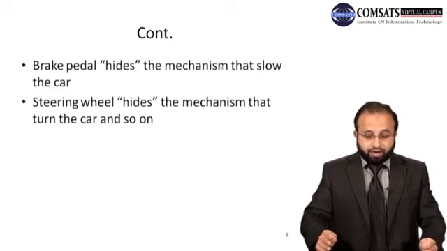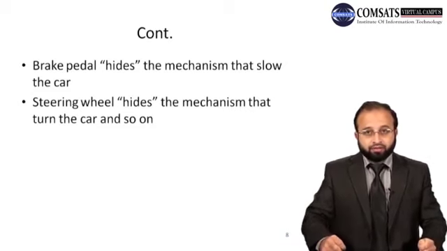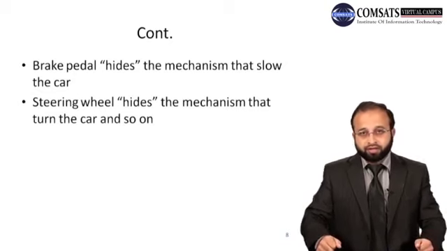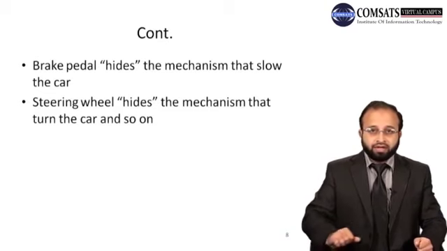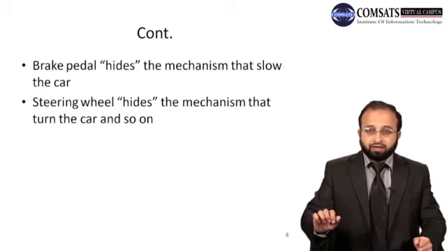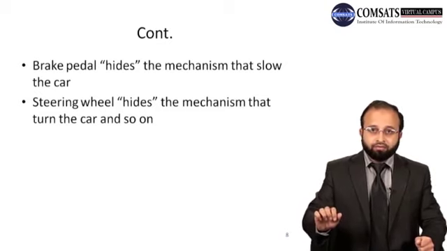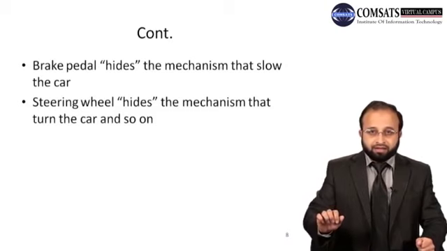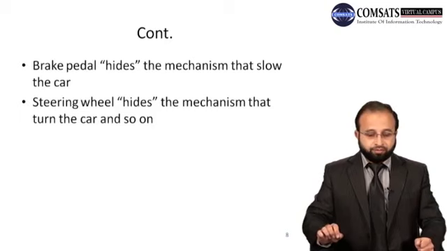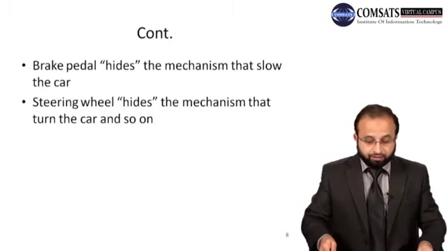So the steering wheel hides the mechanism that turns the car, and so on. Using the steering wheel, you can turn the car to the left side or to the right side. You know that if you turn the steering wheel to the right, it will make the car turn right, but what parts are actually involved in making the wheels turn right, you are unaware of these things, right? So this means that a steering wheel hides the mechanism that turns the car. There are a lot of examples like this in a car.